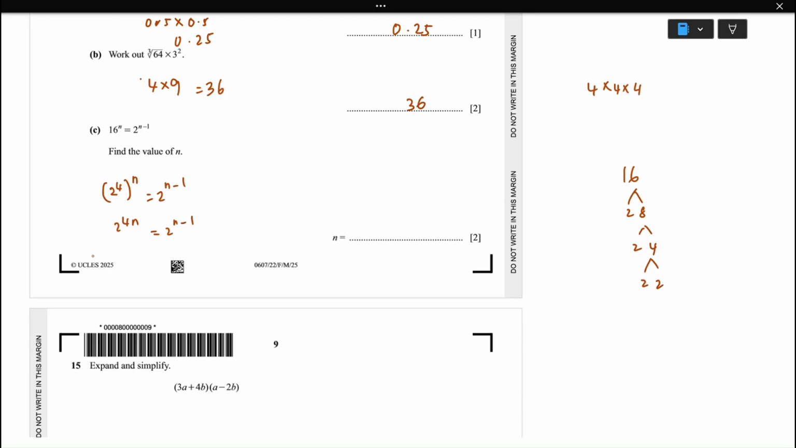So now both bases are the same. So what I can do is compare only the exponents: 4n equals n minus 1. When I bring n to this side, it is going to be 4n minus n equals negative 1. So 3n equals negative 1, and n equals negative 1 by 3. Okay, let's go for the next question.